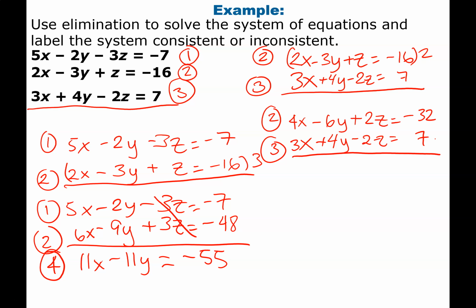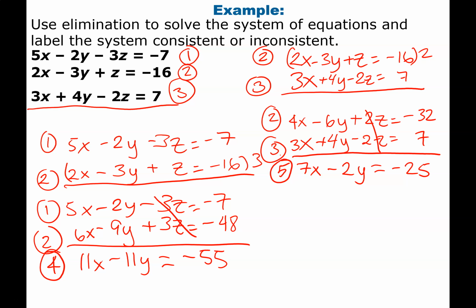Okay. Now you should notice that the z's will cancel out, and you should be left with 7x minus 2y is equal to negative 25. This is what I'm going to call equation 5. I'm going to take it to the other slide now.